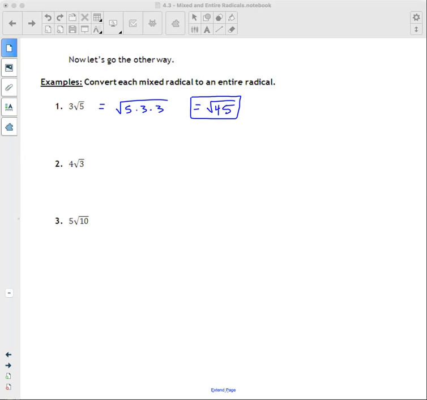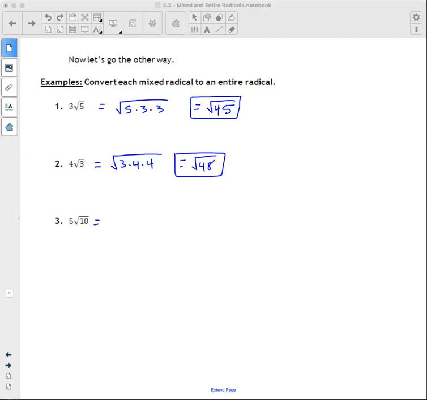Okay, so try these other 2 on your own. Feel free to pause the video. So we've taken out a pair of 4s. So let's put those 4s back in. 3 times 4 times 4. Okay, 4 times 4 is 16. 16 times 3 is, excuse me, 16 times 2 is 32, times 1 more is 48. So that is going to equal root 48.